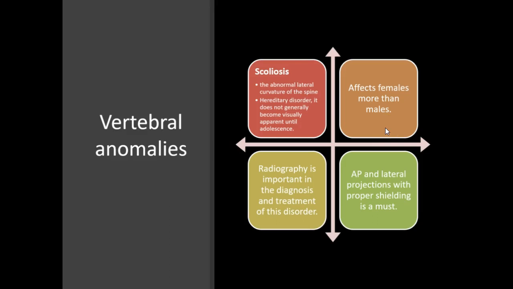Scoliosis, the abnormal lateral curvature of the spine. It's a hereditary disorder, does not generally become visually apparent until adolescence, and affects females more than males. It's radiographically important in diagnosis and treatment of the disorder. AP and lateral projections with proper shielding are important.